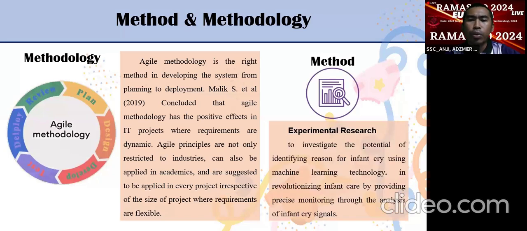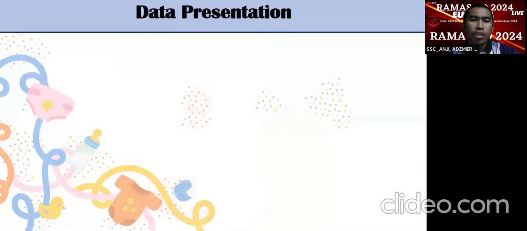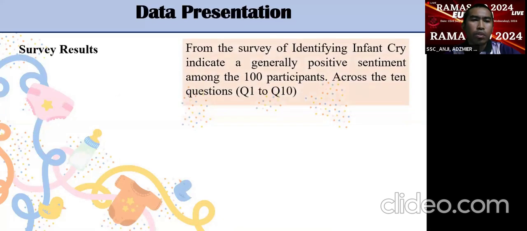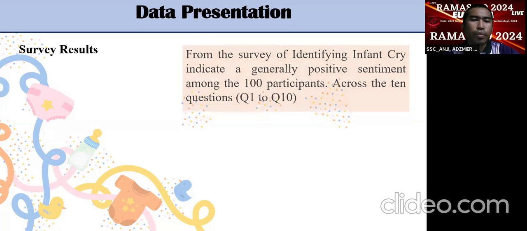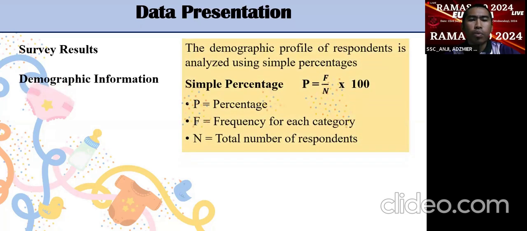Next is the method, where I use an experimental research to investigate the potential of identifying reason for infant cry using machine learning technology. This is revolutionizing infant care by providing precise monitoring through the analysis of the infant cry signal. Next is the data presentation. The survey result from the survey identifying reason for infant cry indicates a general positive sentiment among the 100 participants across 10 questions. Next is the demographic information.